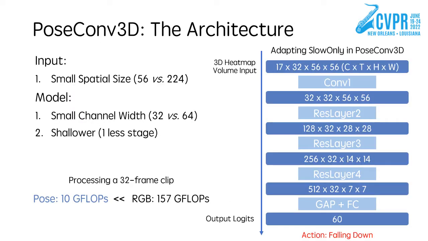PoseC3D uses an arbitrary 3D CNN to process the heat map volumes, and is much lighter than 3D CNNs for RGB. We illustrate the PoseC3D instantiated with SlowOnly. In 3D CNN adaptation, we find 2 good practices. First, the input should have a small spatial size and a large temporal length. Second, a thinner and shallower network is sufficient for skeleton processing.